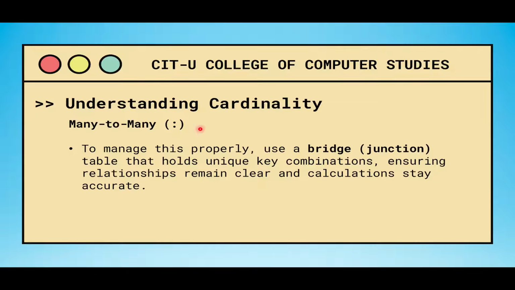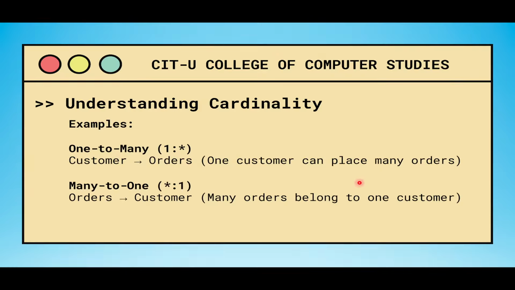Okay, so to manage this properly, use a bridge or junction table that holds unique key combinations, ensuring relationships remain clear and calculations stay accurate. So basically, there is a junction or a bridge table in which the bridge contains the foreign keys. And then that table will have a key which will be connected or related to the fact table. So it's a dimension key with multiple foreign keys.